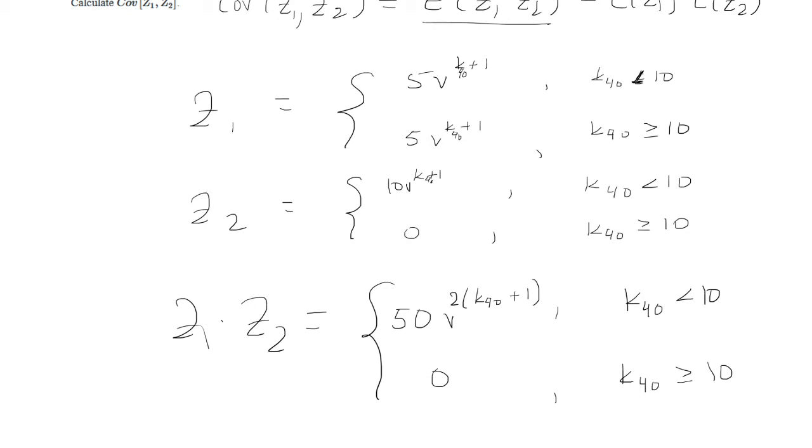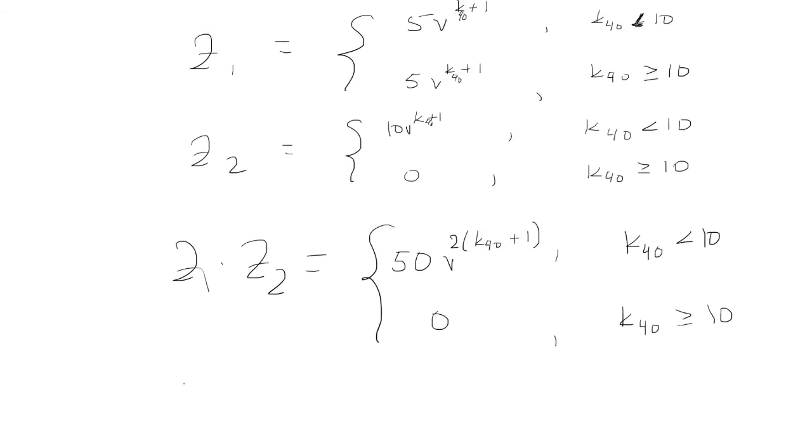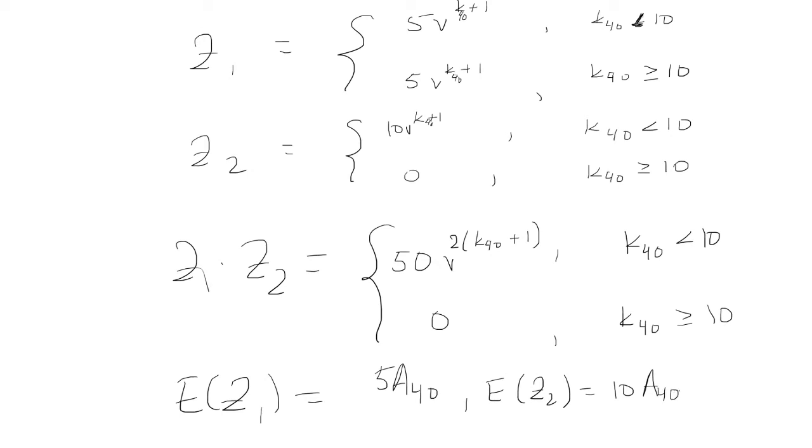So let's look at expected value Z1 and expected value Z2. Well, expected value Z1. Z1 is a whole life, so that's just going to be $5 at the time of death. Z2 is a 10-year term insurance, so that's going to be 10. It's going to be payable 10 if the person dies within 10 years.